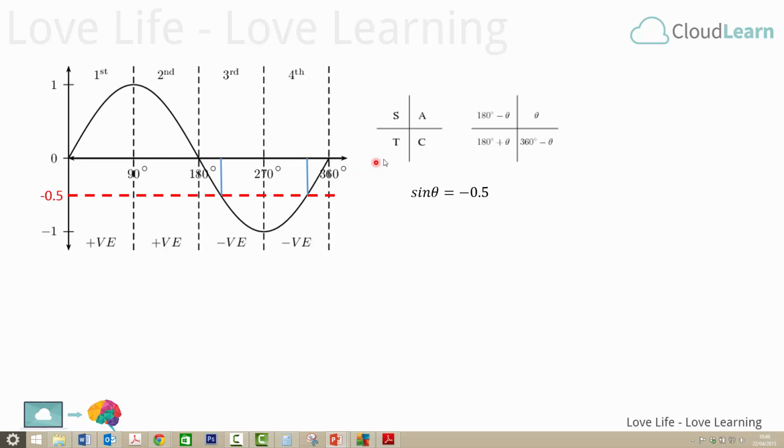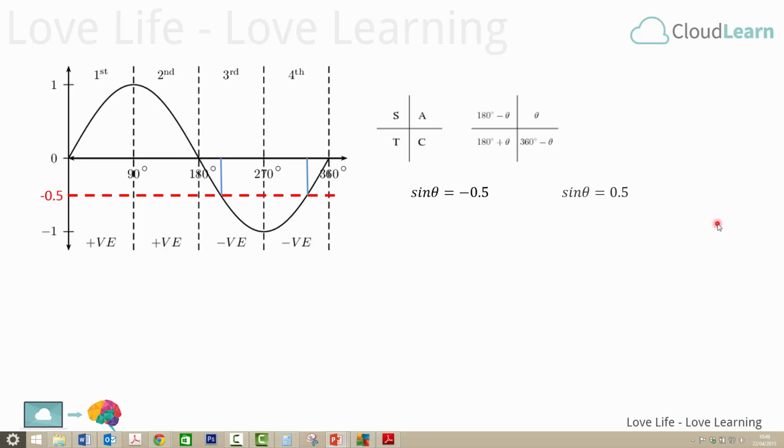Notice if we refer back to the CAST diagram, sine is positive in the first and second quadrants, and we can see that on the graph here. It's up above the angle axis, and the same in the second quadrant up to 180 degrees. It's only when we get into the third and fourth quadrants that it goes negative. And there we are, we've got two negative solutions to this problem.